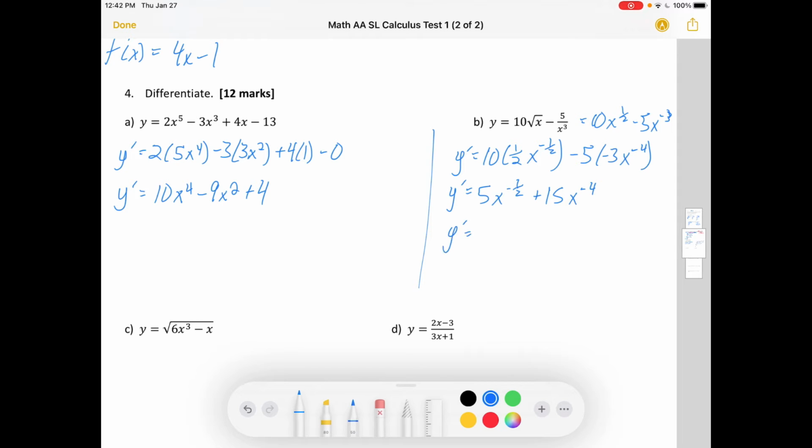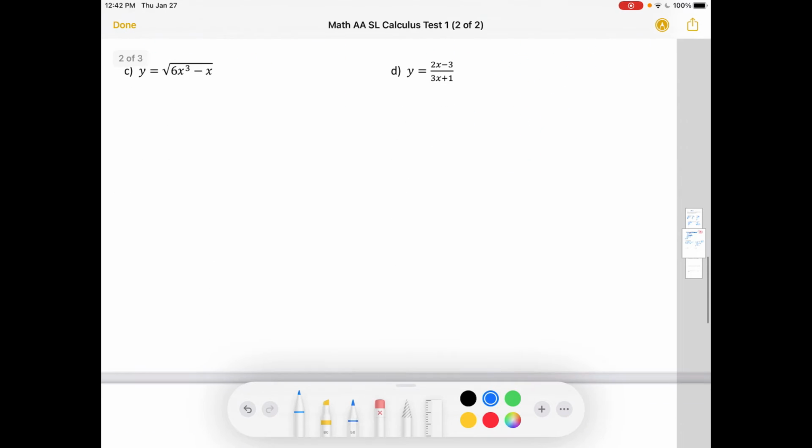If you want to show that in radical form, we'd get something like this. And there are some tricks you can use to easily differentiate x's on the bottom and square roots, but the safest thing is to go to that kind of exponential form.